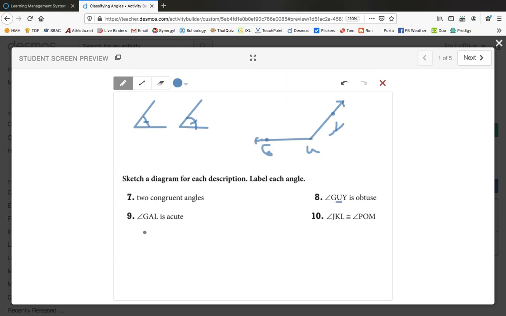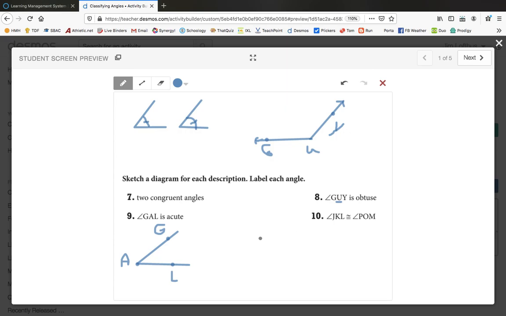Okay, right now, down here, I'll make the angle gal and make it acute. And I'll put a point right here and I'll make a G. Right here, I'll make an A. And right here, an L. So this is less than 90 degrees and is GAL.